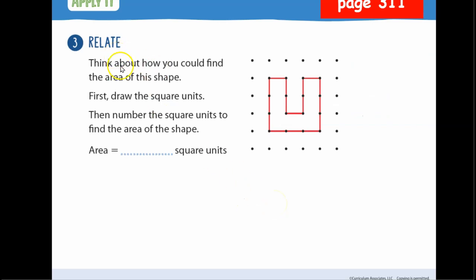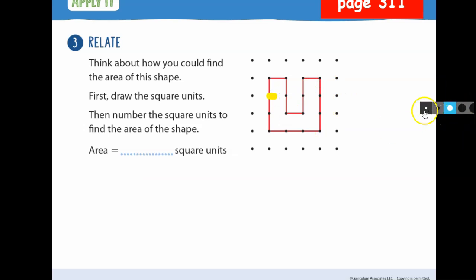Oh, now look at this. Very different, huh? Can I still find the area of this shape? Yes, I can. So let's think about how you could find the area of this shape. First, draw the square units. So go ahead and draw the square units.